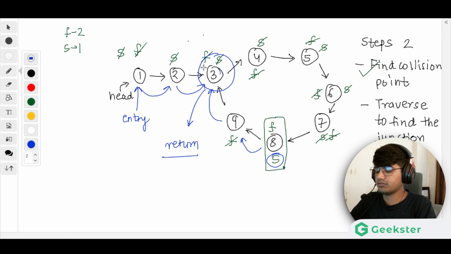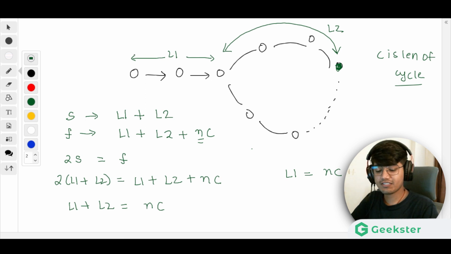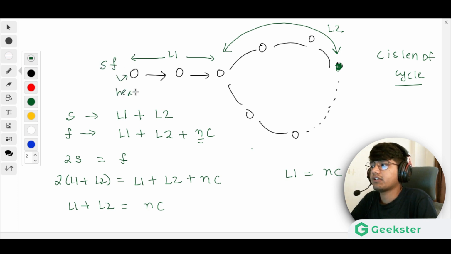Now let us try to understand the logic behind that. Suppose we have a slow pointer and a fast pointer, both pointing to the head. Suppose this is the L1 distance from the start to the junction point. Let us assume that the slow pointer has traveled L2 distance. This L2 is not the distance from here to here, it is the overall distance to the position where the slow pointer and fast pointer meet.